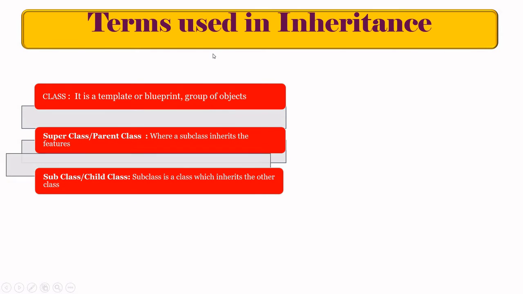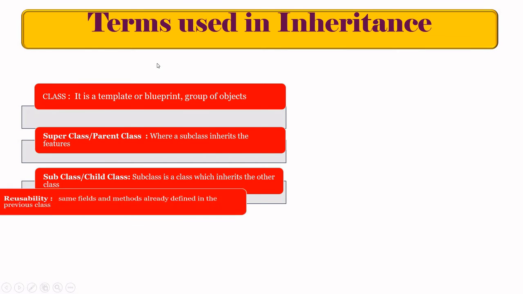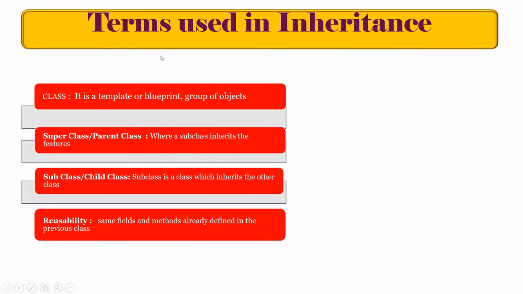Next one is subclass, child class or derived class. A derived class, subclass or child class is the class which inherits the properties of the base class or superclass. So the subclass has the reusable properties of the superclass. Along with that, it also has some specific properties. That's why it is called a subclass. You must remember one thing: whenever you create an object for the inheritance concept, you must create the object for the subclass itself.